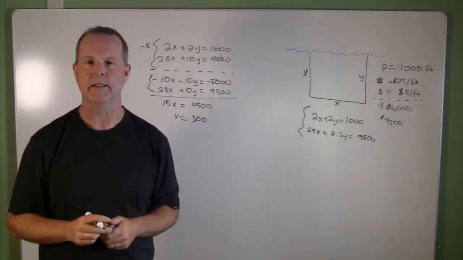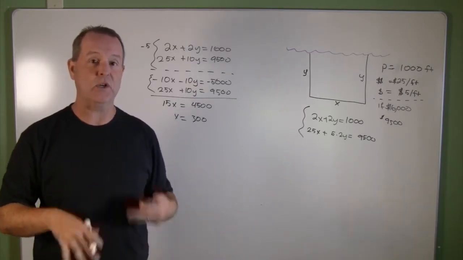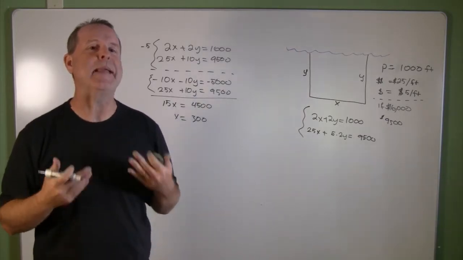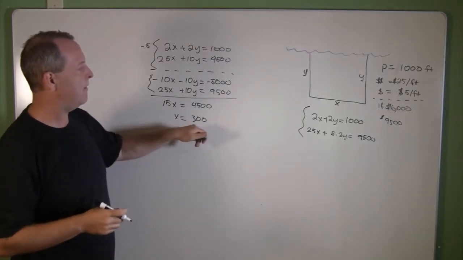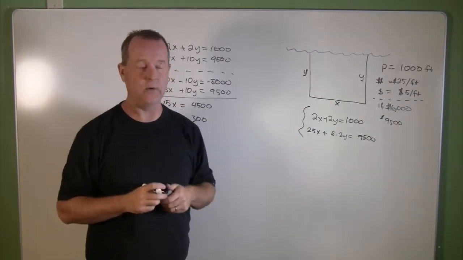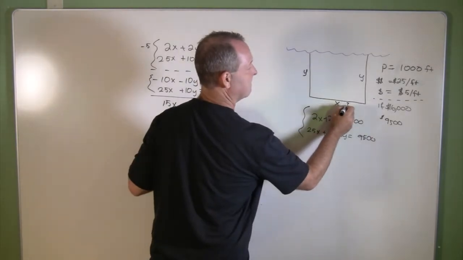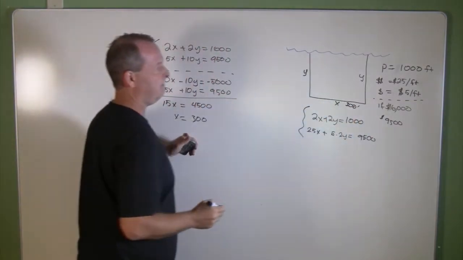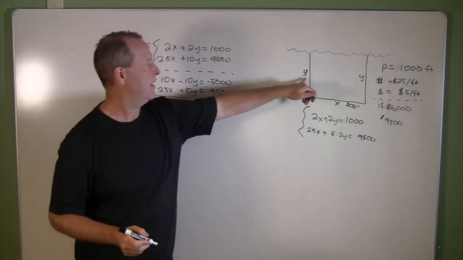But I'm not done. What does that 300 mean? These are application problems. We're solving something because we want it to be meaningful. We want to be able to figure out what's going on. Well, we remembered that we set the length of the front part of his yard facing the road as x, and we found this to be 300 feet.